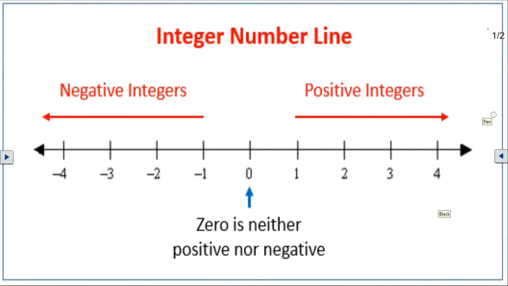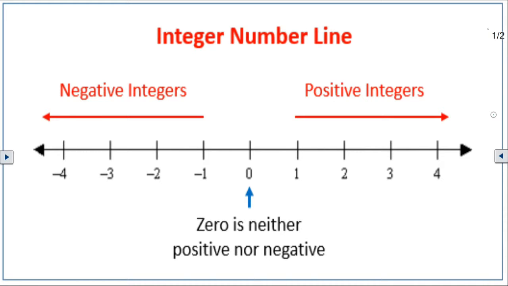So let's just talk briefly about the idea of integers. We know we have our whole numbers 0, 1, 2, 3, 4, and so on. Integers would just be those numbers plus the opposites, okay, negative numbers. So we have our negative integers, -1, -2, -3, -4. 0 is considered neither positive nor negative.